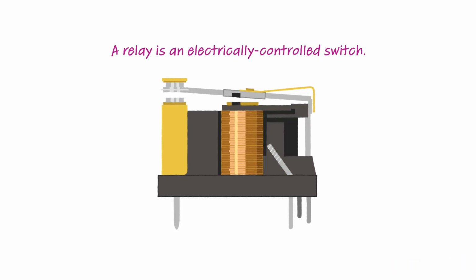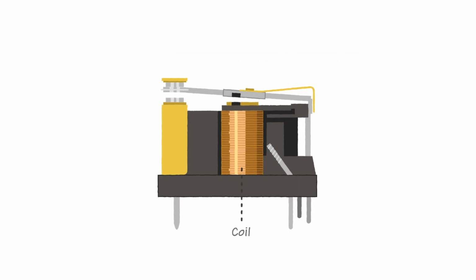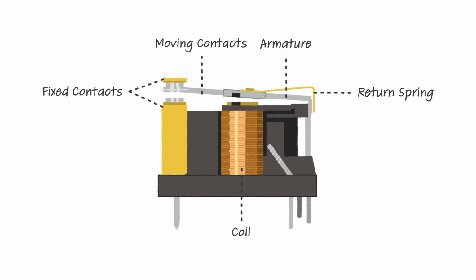At its core, a relay is an electrically controlled switch. Inside, you will find a coil, an armature, a return spring, and one or more sets of contacts. When current flows through the coil, it creates a magnetic field. That magnetic field pulls the armature, which opens or closes the contacts. Depending on the type, when the coil current stops, the return spring brings the armature back to its default position.